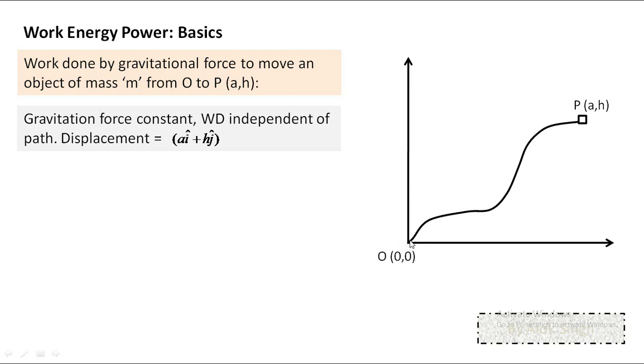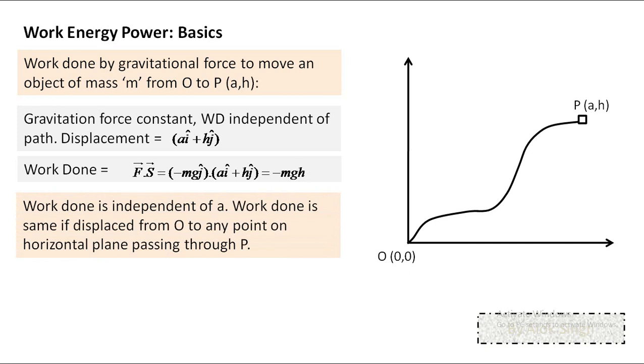Initial position vector is a null vector, so displacement will be equal to A i cap plus H j cap. That's my displacement. So work done will be equal to the dot product of force vector and displacement vector. We substitute those values. We find work done is equal to minus mgh. There is no A term here, so it is independent of displacement in the horizontal direction.